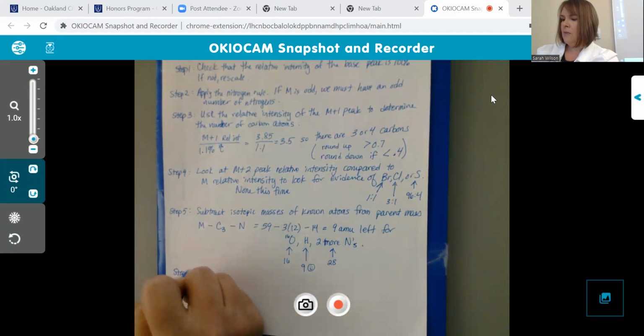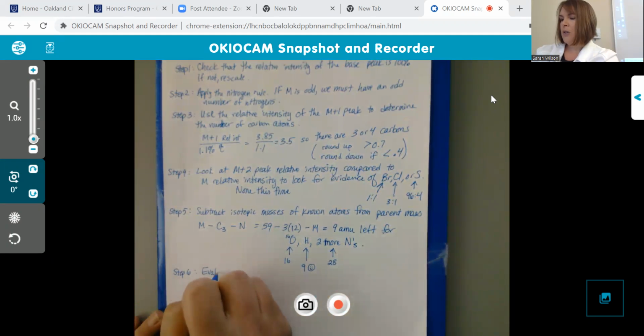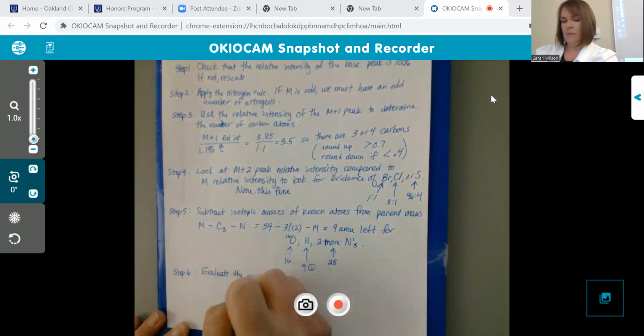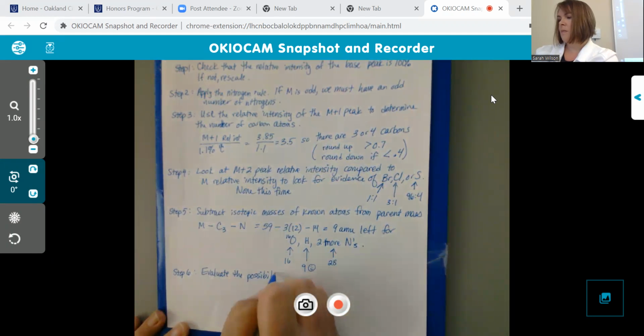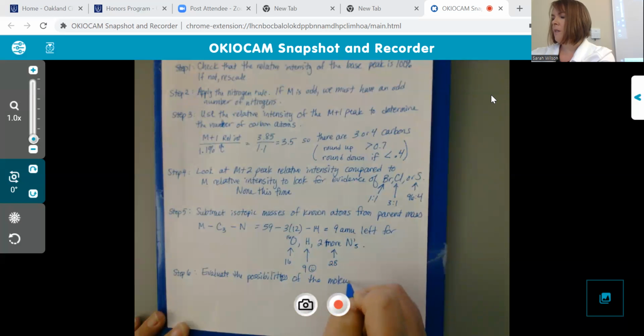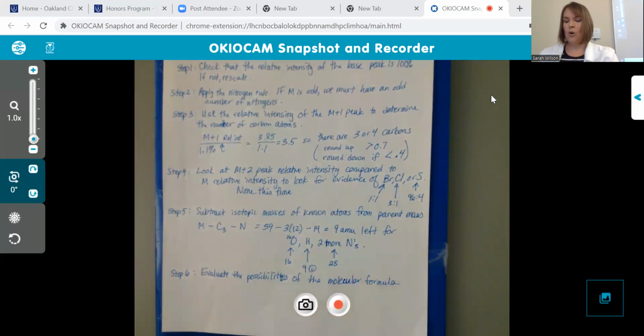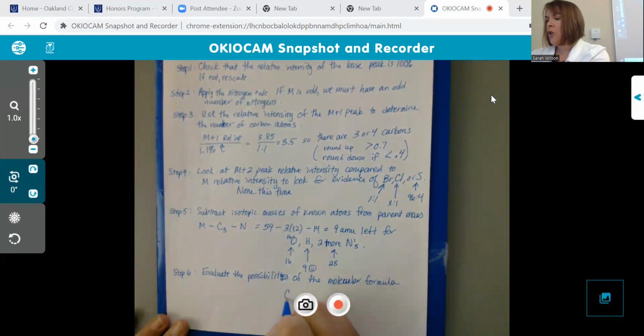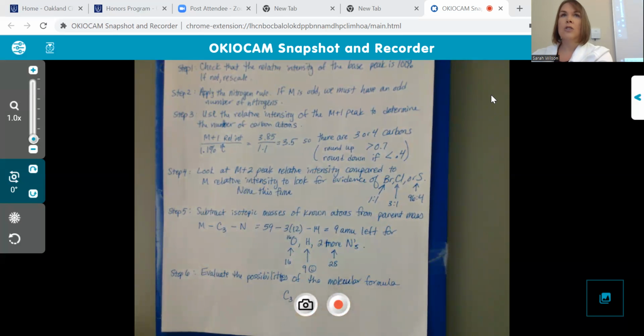Okay. So step 6 is to evaluate the possibilities of the molecular formula. So I know we have 3 carbon atoms, not 4, because how much does a carbon atom have for its mass? 12, right? We only have 9 atomic mass units. So we absolutely know we have 3 carbon atoms, not 4. So that was a good estimation earlier.